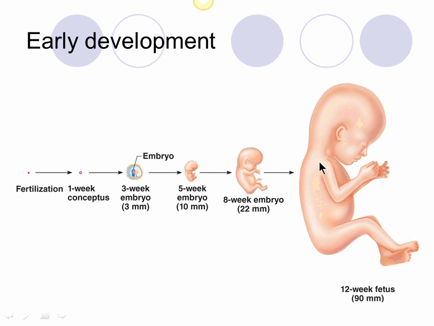So after this, we start calling it a fetus. So by 8 weeks, almost all of the organ systems have formed. They're just not functional at that point. But you can see the limbs have formed perfectly, everything, eyes, head, and so on. And after this is when the growth of all these systems begins to occur in the fetal period.